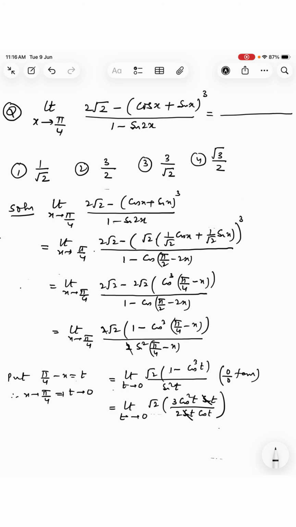So as t tends to 0, cos square t becomes 1, cos t also becomes 1, so cos also gets cancelled. So therefore, 3 root 2 by 2 is left over, which is equal to 3 by root 2. So the required answer is 3 by root 2. Either you can write the a minus b formula, or you can directly apply L'Hospital's rule. So ultimately the option is the third option. Thank you.